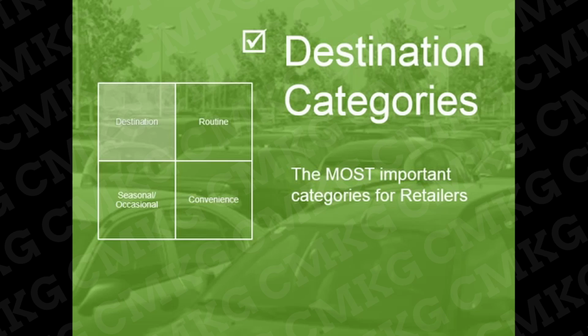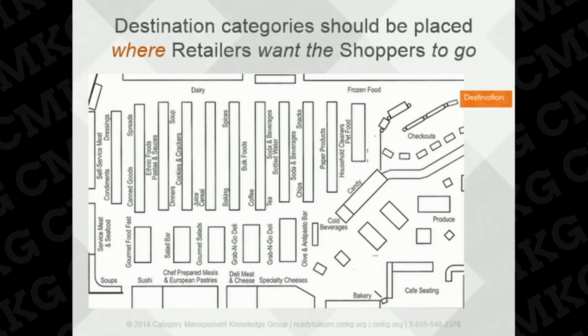The first role is destination, which is the role assigned to the most important categories for the retailer. Retailers need to determine where to place these destination categories in the store. Some high-demand products, like dairy or produce, placed in the rear of the store will pull shoppers through the store, increasing the visibility of other products along the way.